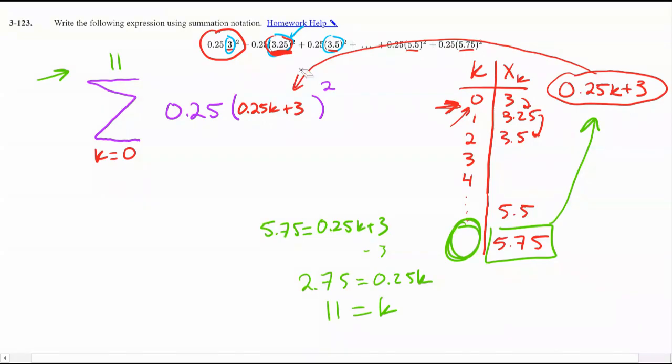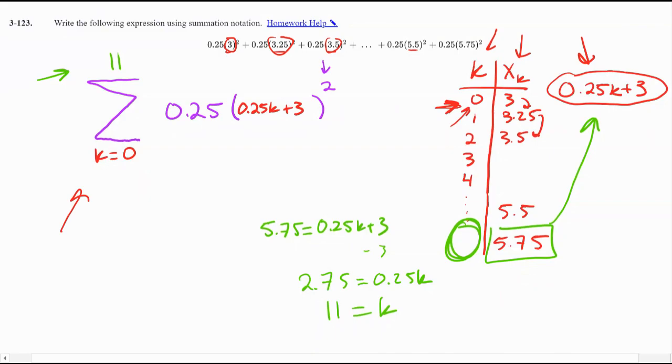So, a lot of steps in this, but let me recap. The first thing that we did is find what was consistent every time: 0.25, 0.25, 0.25, and squared, squared, squared. So that became part of my equation as a constant. Then I looked at what is not constant, and that was what's inside the parentheses, underlined in red. So I created a table with k, the variable I'm using, and x of k, which is the stuff inside the parentheses, and I found an equation from that. My recommendation is to try and start with 0 because it makes finding this equation much easier, in my opinion.